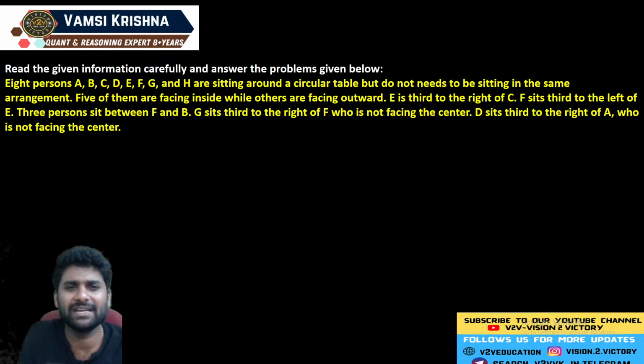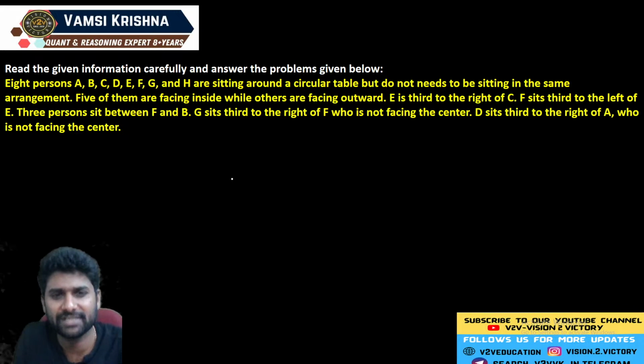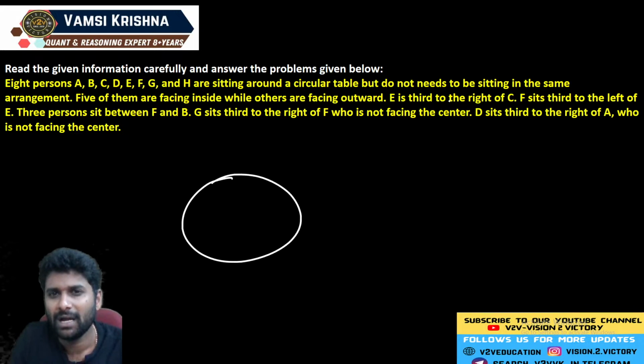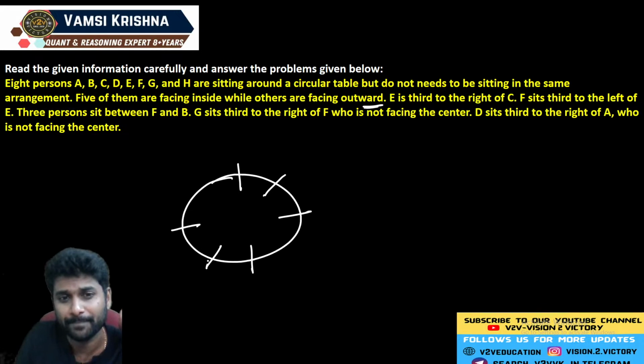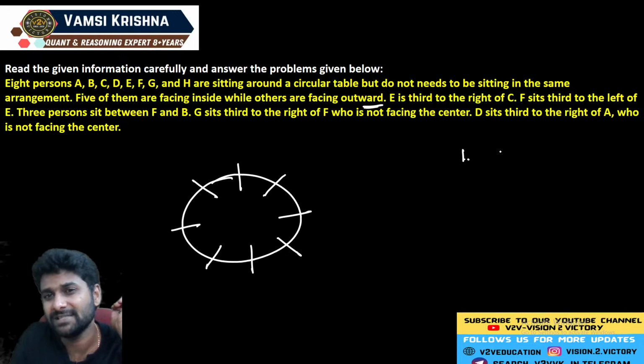Next one. There are 8 persons sitting around a circular table, and we don't know whether they are facing inside or outside. We have to arrange 8 people. Now, E is the third right of C: first right, second right, third right.